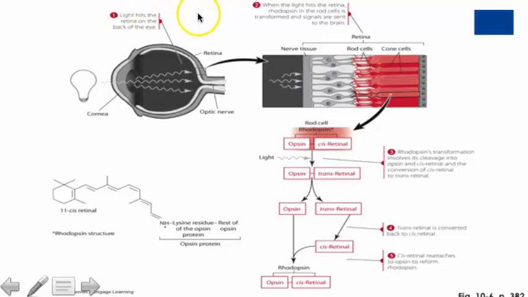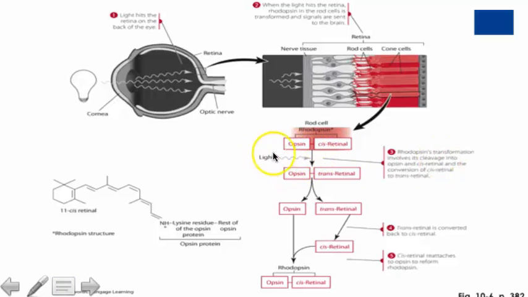So we see first here when the light hits the retina in the back of the eye, what happens is the rhodopsin in the rod cells are actually transformed and signals are sent to the brain. So rhodopsin's transformation involves its cleavage. So when we have the light that hits to the back of the eye, that affects the structure of rhodopsin and actually this bond here that is formed between opsin and cis-retinol. So we see after that exposure to light, that bond is broken. So we see that there's a cleavage of rhodopsin, and we see release of opsin and cis-retinol.